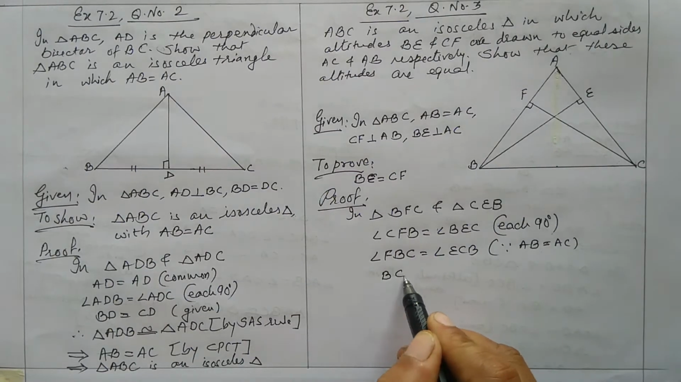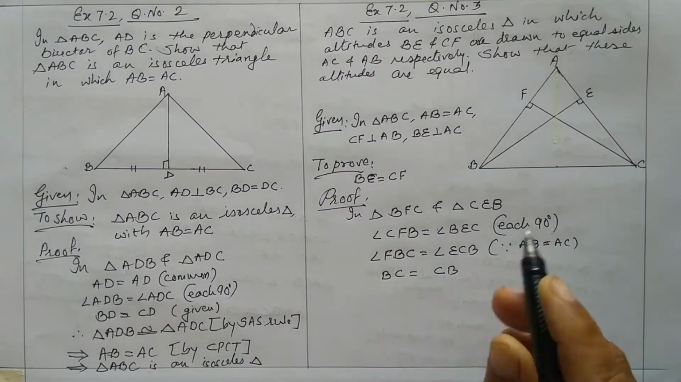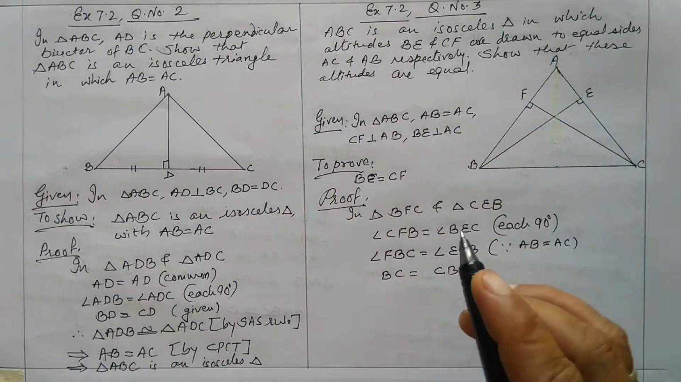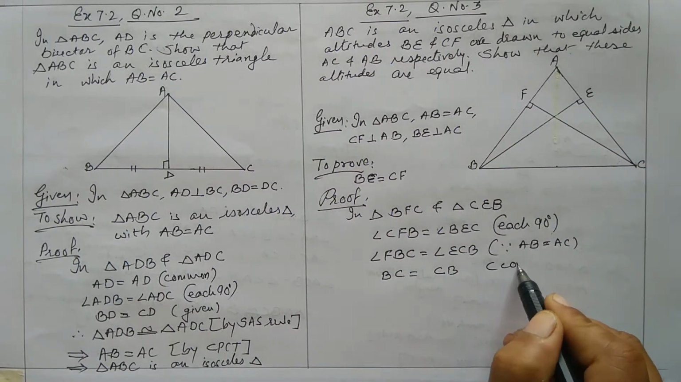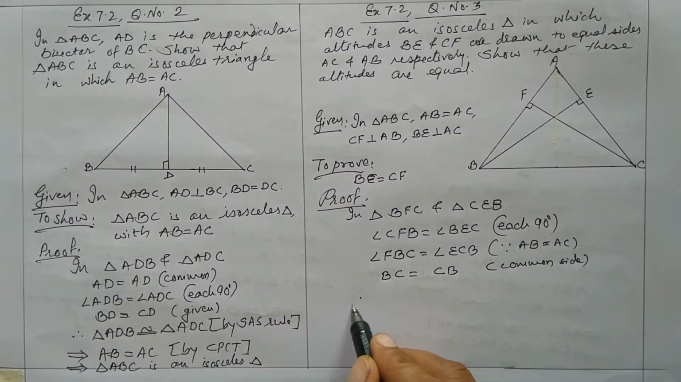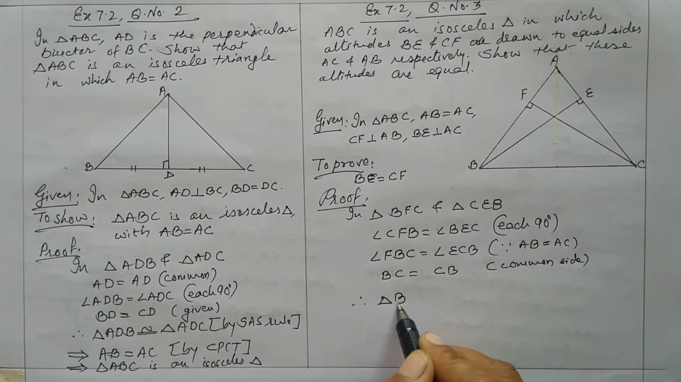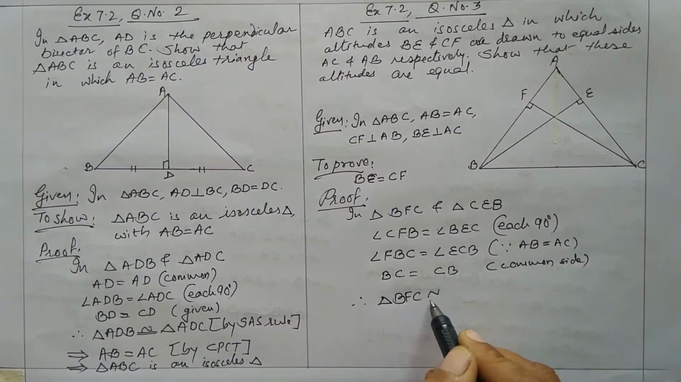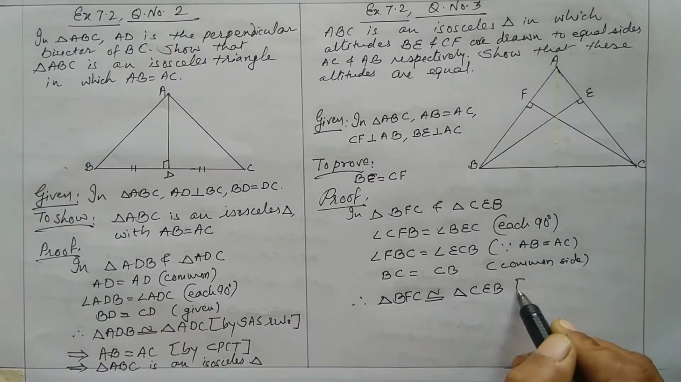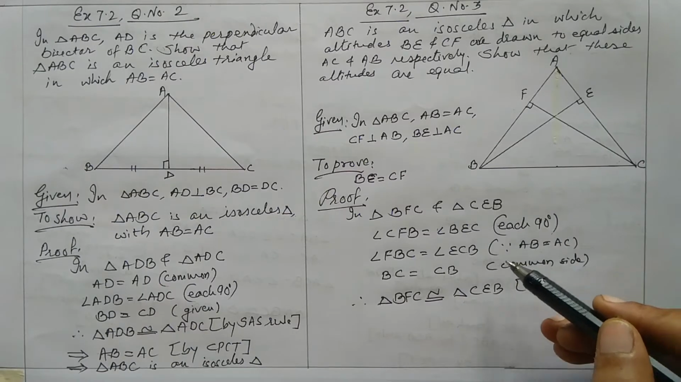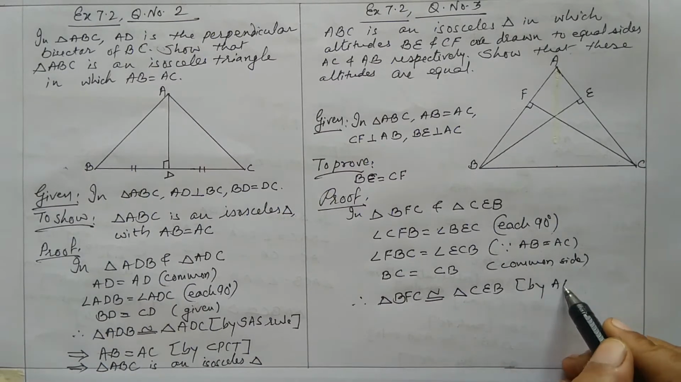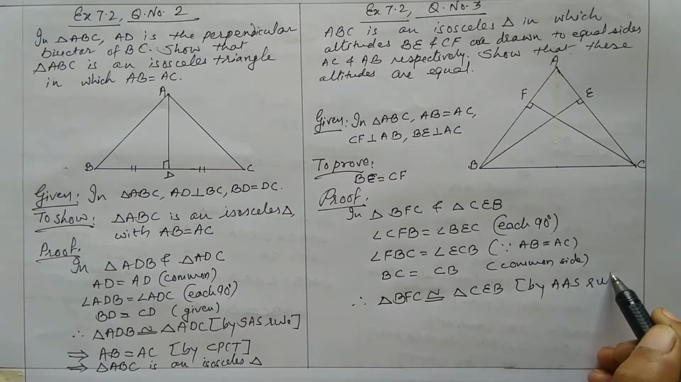And side BC is a common side. So for triangle BFC we take BC, and for triangle CEB, CB. So BC is equal to CB, a common side. Therefore, triangle BFC is congruent to triangle CEB. By which rule? Angle, side. So angle, side congruence rule.